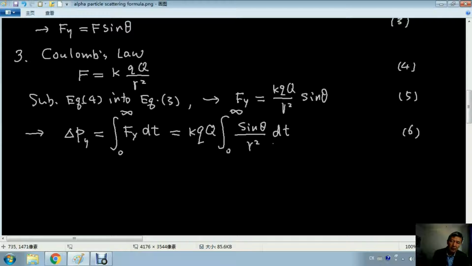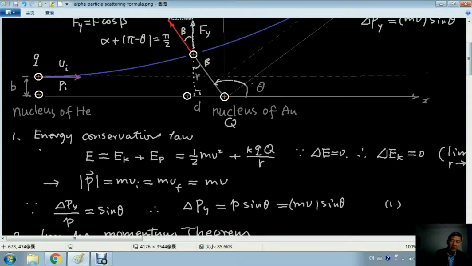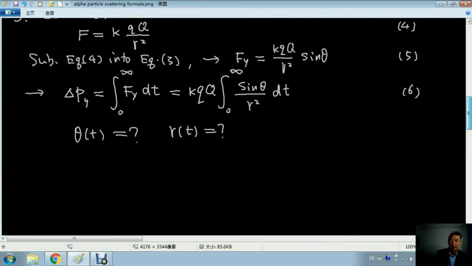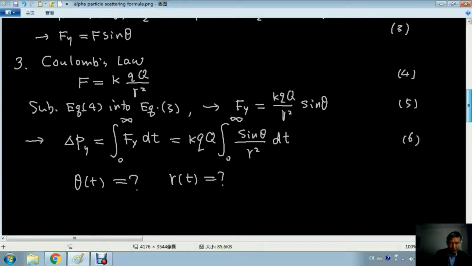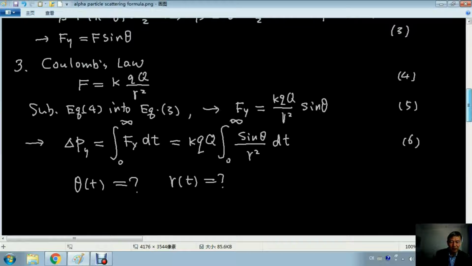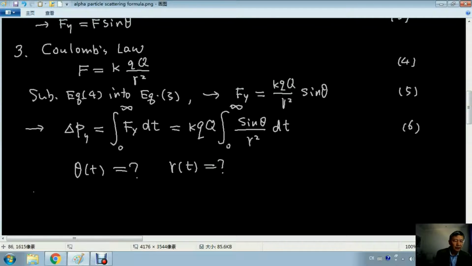Notice that inside the integral of equation 6, there are 3 variables. Both the angle and the distance from the nucleus of gold are time-dependent variables. So perhaps some people will give up at this moment, including Rutherford, because he's not very good at mathematics. To solve this problem, we consider another basic law in physics, that is conservation of angular momentum.